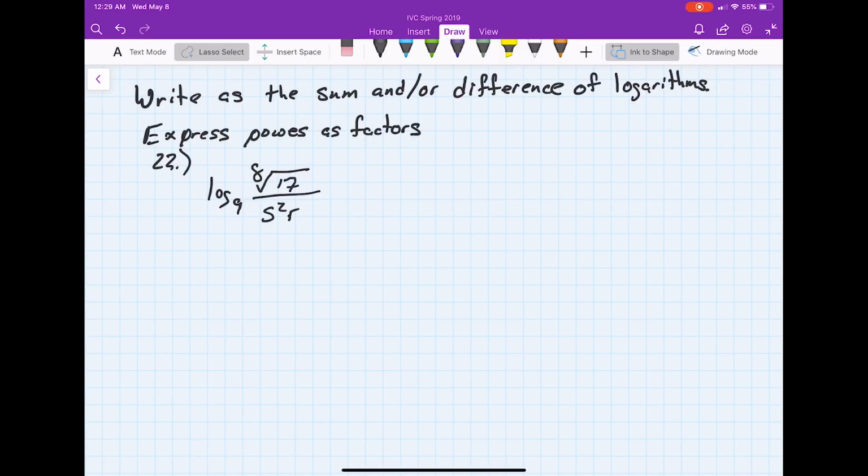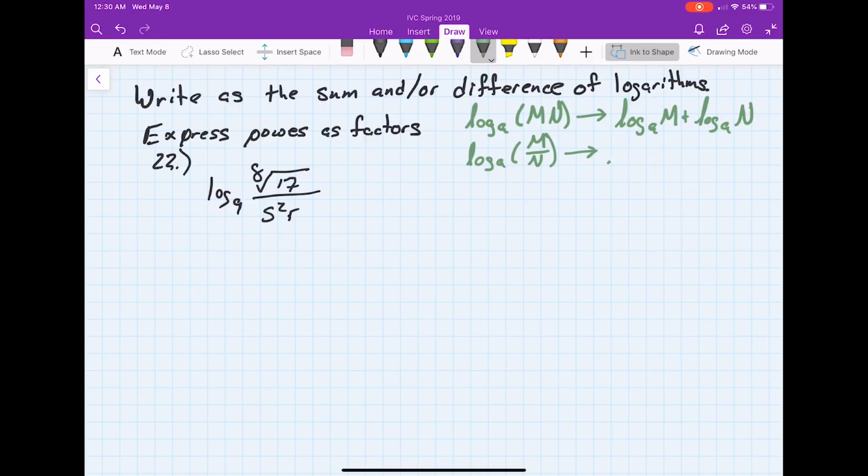All right, so for the next one, we write as the sum and or difference of logarithms. Express powers as factors. Well, there's some parts that we need to recall here with logs. So log base a of m times n can be rewritten as log base a of m plus log base a of n. So if they're multiplication, they can be rewritten as an addition. Then log base a of m divided by n can be rewritten as a subtraction. So it's log base a of m minus log base a of n.